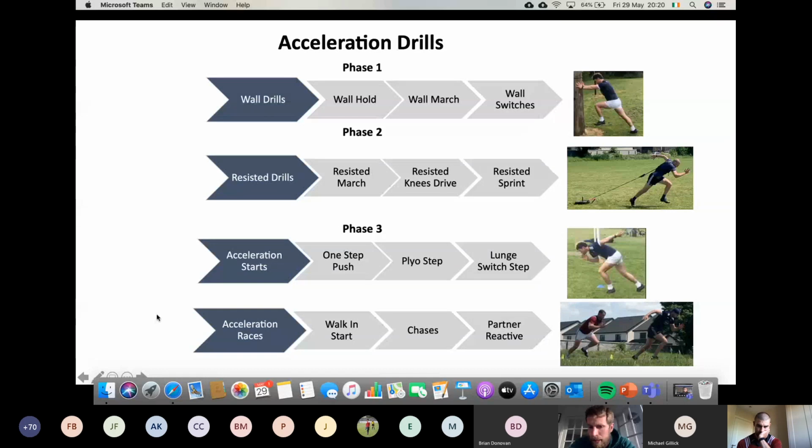And then your lunge switch step is really focusing on getting into that acceleration, that forward lean, that knee punch through, pushing off your other foot. Then going into your races, your walk-in starts, your chases, or your partner reactive. So in a session, you may use a drill from all. It's not a case of you do phase one, you go to phase two, and you never go back. You could have a drill from every phase in your speed session.